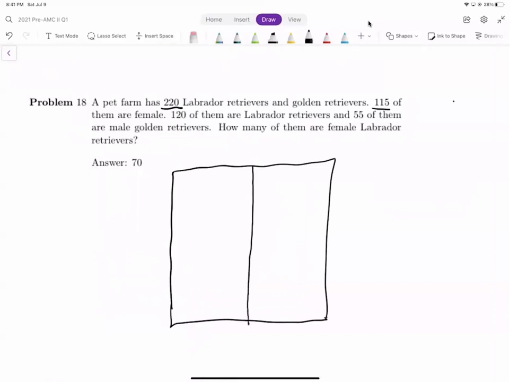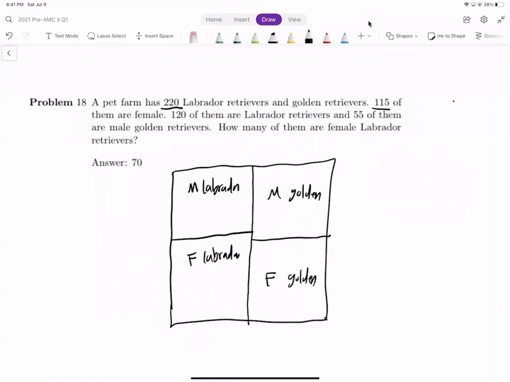Okay, all right. So here let's say this is a male Labrador, and then we have a female Labrador, right? And then we have this, a male golden retriever, and this is a female golden, right? Okay, we divide into 4 sections. Now let's put those numbers in this figure.